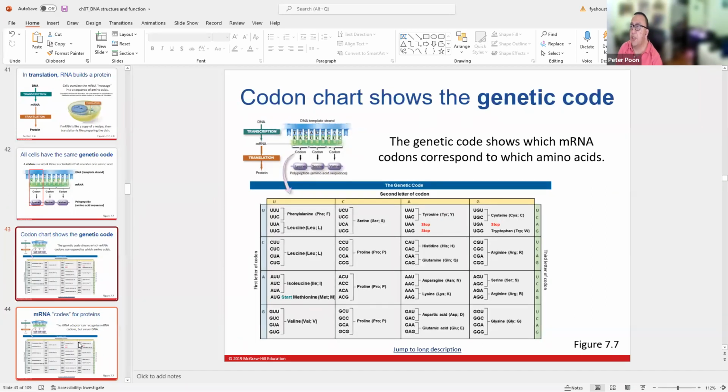So the codon chart shows the genetic code. The next thing you have to learn is how to go from mRNA to amino acids. On the quiz, I will give you this sequence and this chart. Do not spend your time memorizing this chart, but you have to know how to use it.